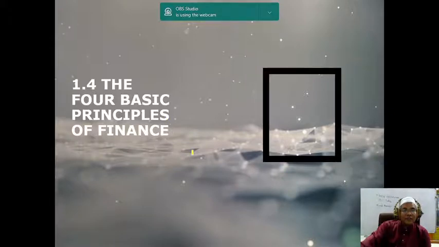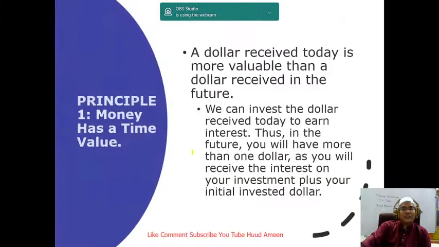We have principles of finance, theory of finance. The most important basic principles are four, comprising four. Principle one, money has a time value. The dollar received today is more valuable than the dollar received in the future.